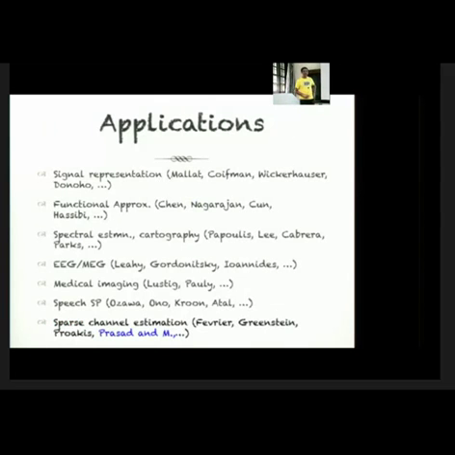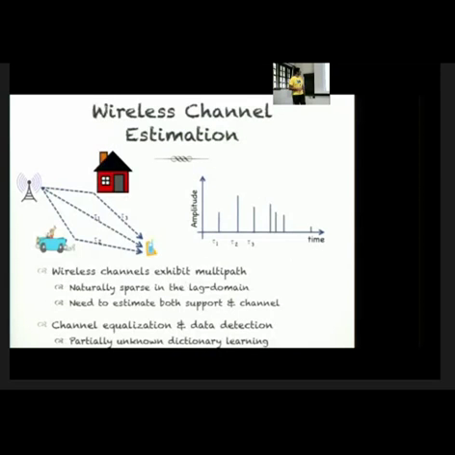This has a wide variety of applications, modern applications, and some of them are listed here. And they range in a variety of topics, starting from signal representation, which means basically how do you compress signals, all the way to sparse channel estimation, estimating wireless channels based on sparsity, which is my area of research. And time permitting, I'll refer to a little bit of this towards the end of the talk. Yeah, so this is an example in wireless. I have a couple of examples here.